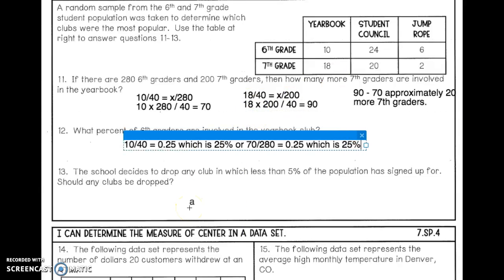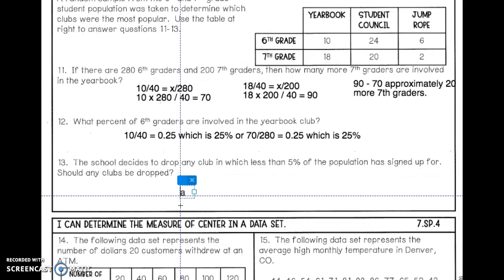Number 13, the school decides to drop any club in which less than 5% of the population is signed up for. Should any of the clubs be dropped? So let's see here. So only 8 people.